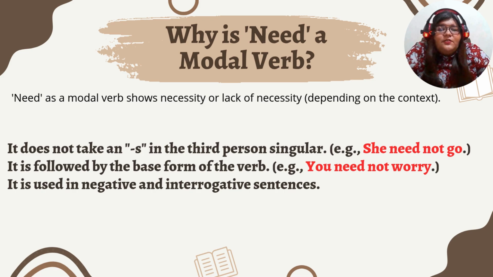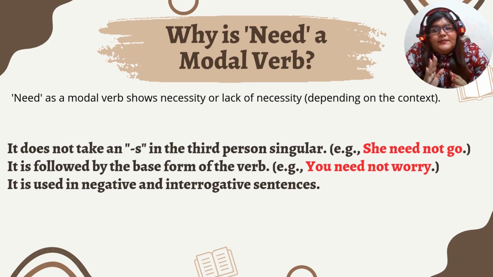For example, she need not go. If it were a main verb and not a modal verb, the statement would say she needs not to go. But we are talking about need as a modal verb. So in this case, even if the subject is she, he, it, we don't add an s at the end of the verb. So be careful in those details. Maybe that is one of the differences between need as a modal verb and need as a main verb.